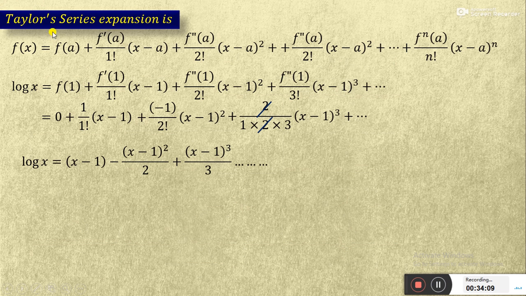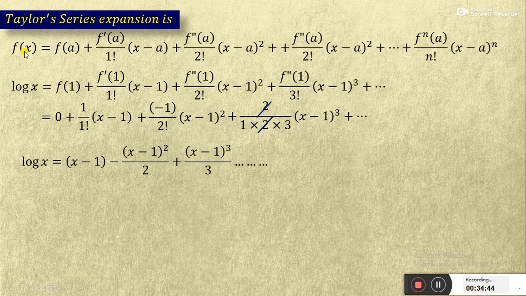Now the Taylor series expansion. I write the Taylor series formula: f of x equals f of a plus f dash of a by 1 factorial into x minus a, plus f double dash of a by 2 factorial into x minus a whole square, plus etc., plus f n of a by n factorial into x minus a whole power n, plus etc. This is the formula for the Taylor series.